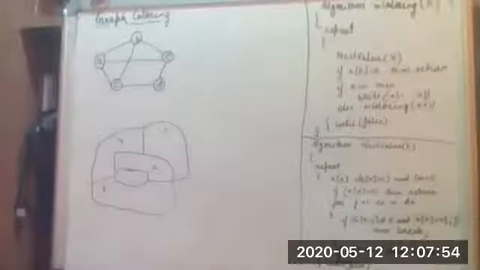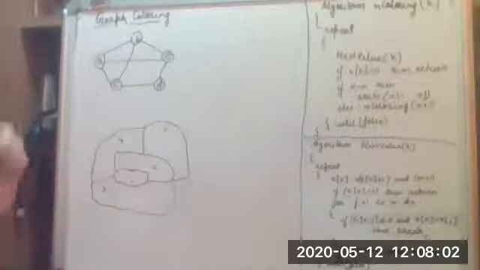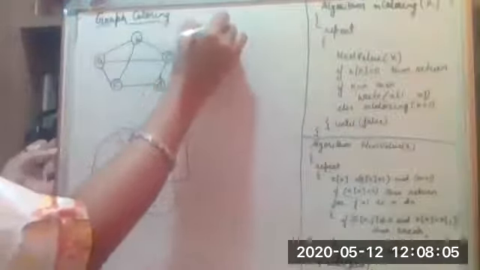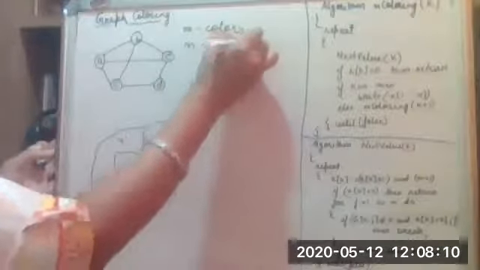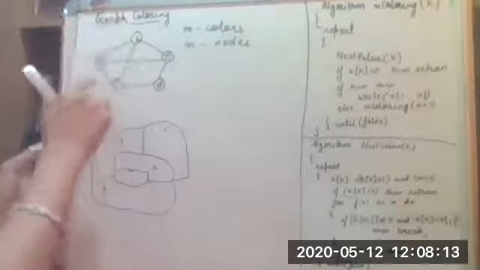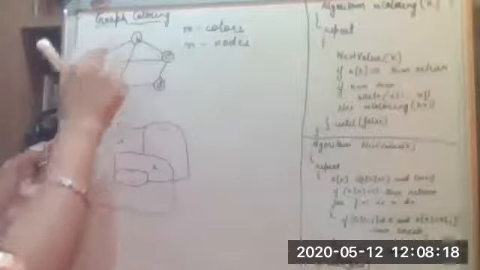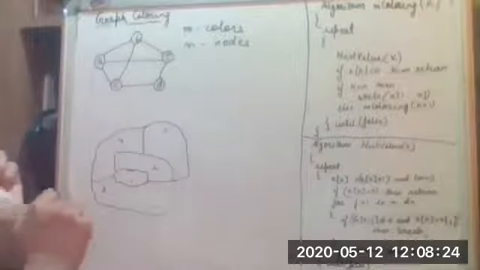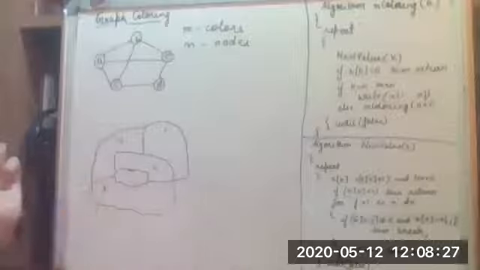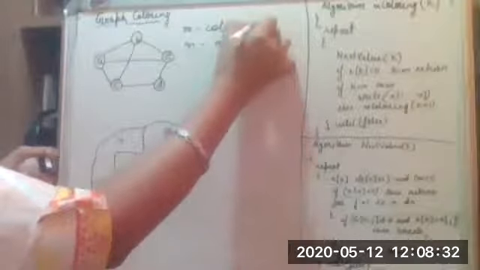So the today's topic that we have is graph coloring, and in coloring what we say here is that we are given some m number of colors and there are n number of nodes, and we want to provide colors to each of the node such that no two neighboring nodes have the same color. Fine.